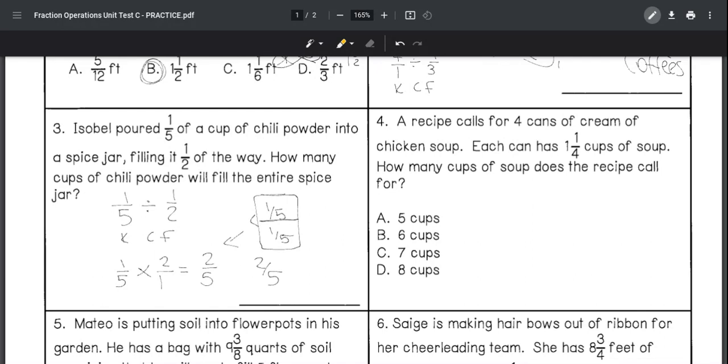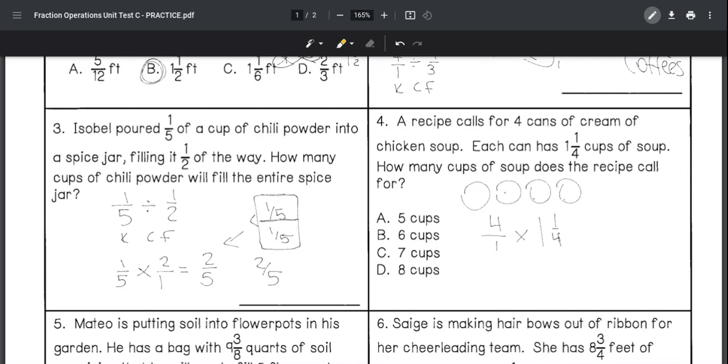Number 4, a recipe calls for 4 cans of cream of chicken soup. There's our 4 cans. Each can has 1 1/4 cups of soup. How many cups of soup does the recipe call for? Well, I have 1 1/4, 1 1/4, 1 1/4, 1 1/4. So we're going to do 4 times 1 1/4.